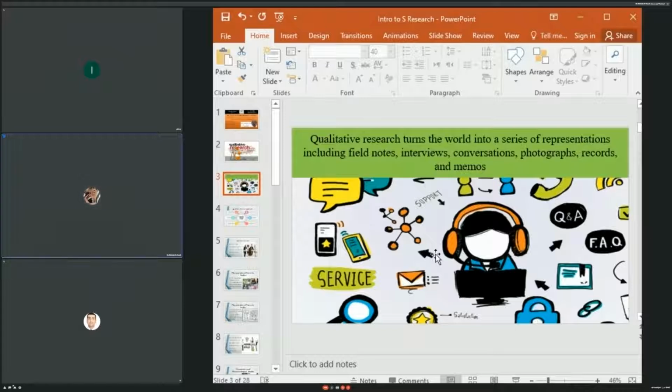Interviews. You are interacting face-to-face with participants. So we have interviews, conversations. We are just talking to people. And then we have photographs. We can also use photographs in our research. Records, archives, or memos, even diaries. We can investigate all of these things.